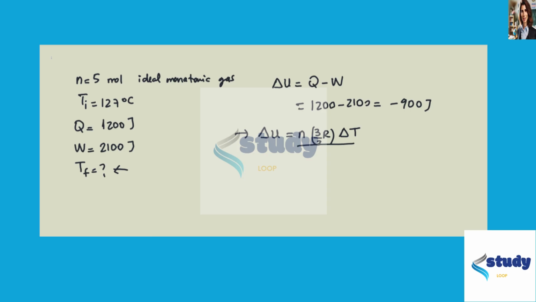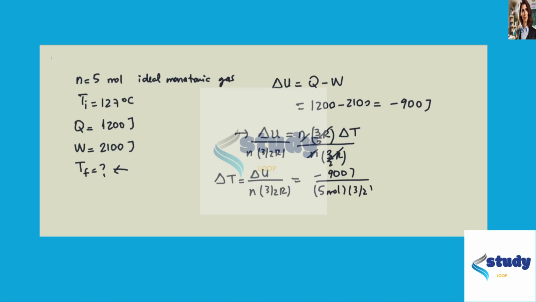So let's try and divide both sides by n times 3/2 R. So these are going to cancel. And delta T is going to be delta U over n times 3/2 R. So delta U is negative 900 joules divided by 5 moles times 3/2 times 8.315 joules per mole Kelvin.